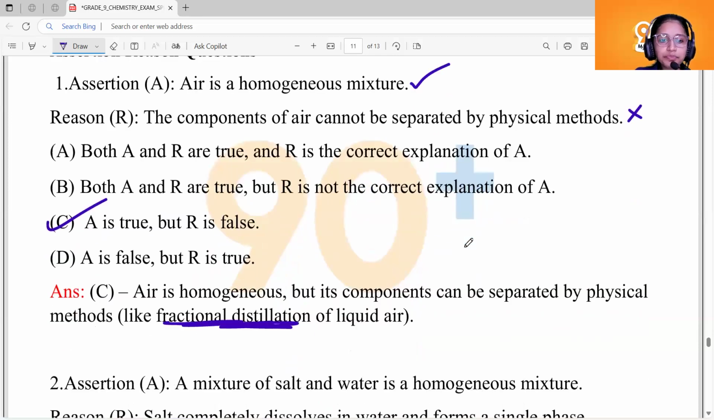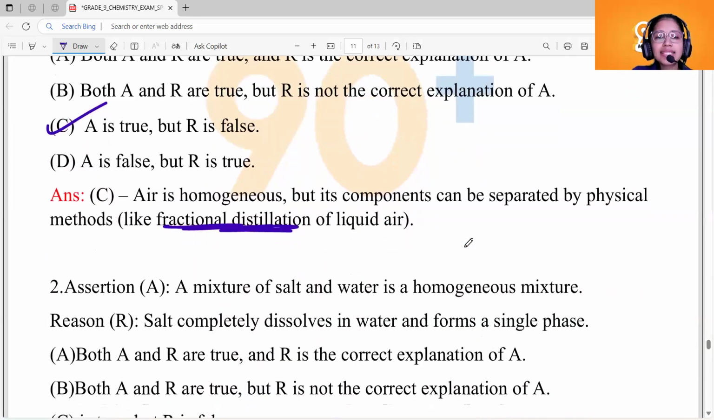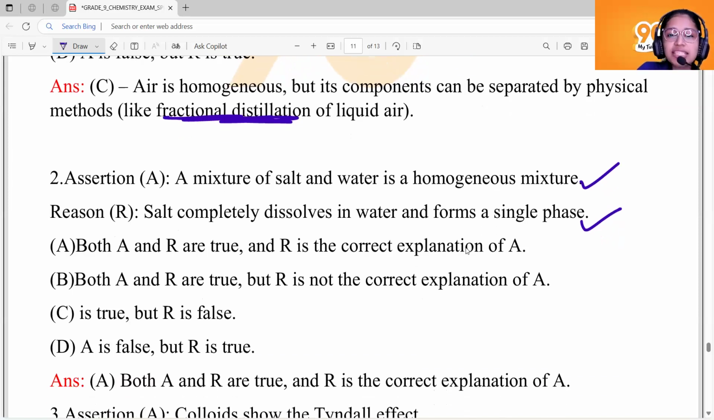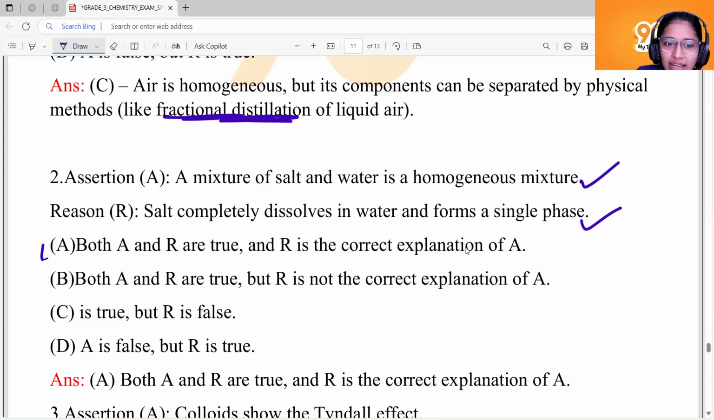Is it clear? Okay. Assertion: a mixture of salt and water is a homogeneous mixture. It is, right? Salt completely dissolves in water and forms a single phase. Listen, without dissolving, salt is solid, whereas water is liquid. But when we dissolve salt completely in water, it becomes a single liquid, that is a single phase, right? So both the assertion and reason are true, and the reason is the correct explanation of the assertion. Okay?